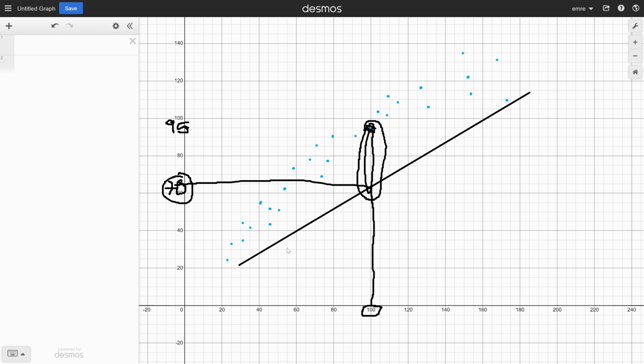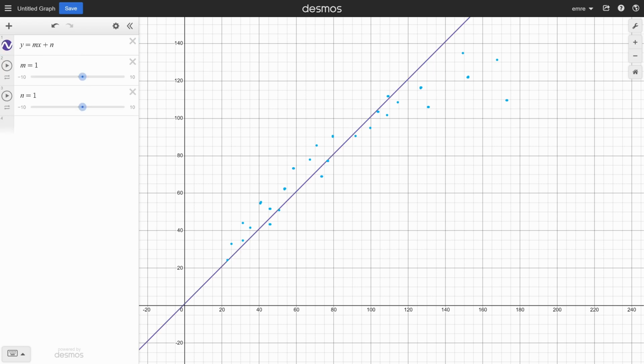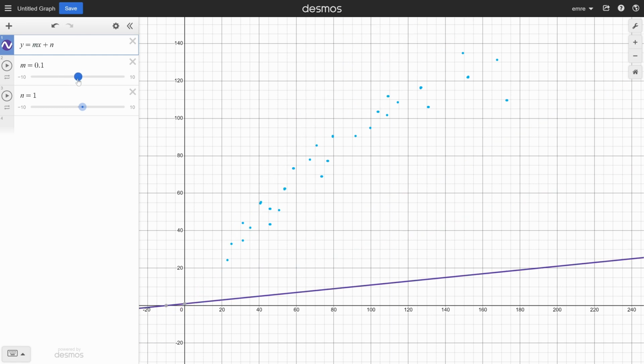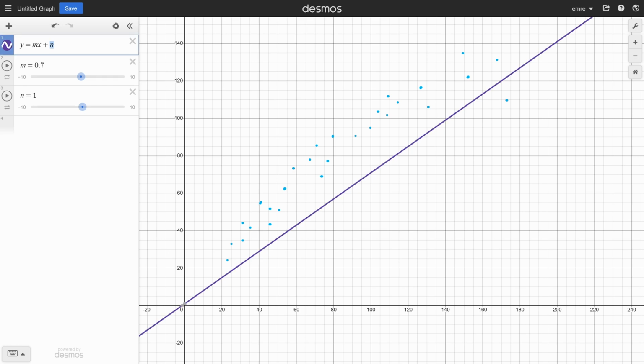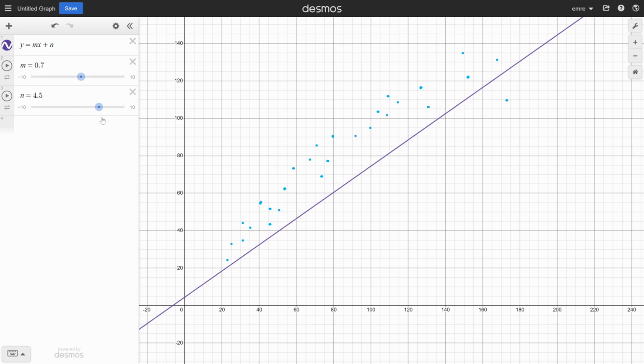And now we will try to move our prediction line closer to this point by updating the parameters of the line. Function of a line is this. The first parameter is the slope, and the second parameter is something like an offset value. It is the intersection point with the y-axis.